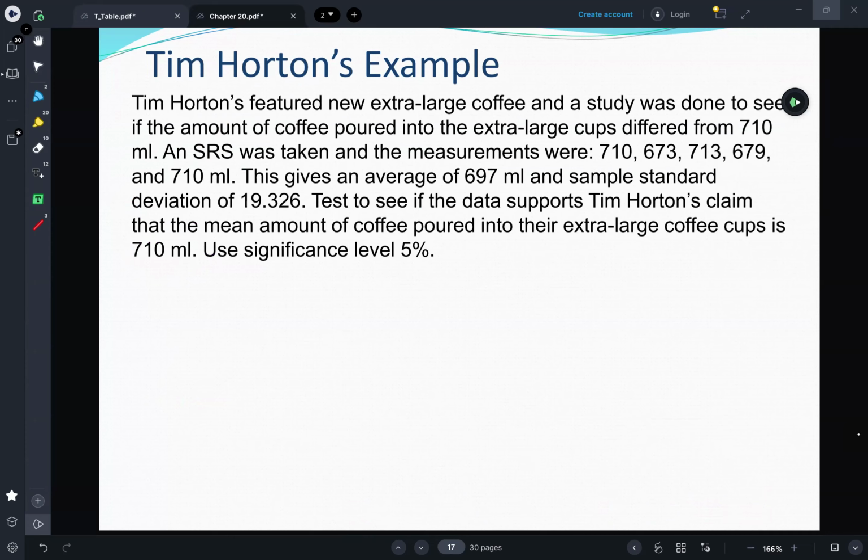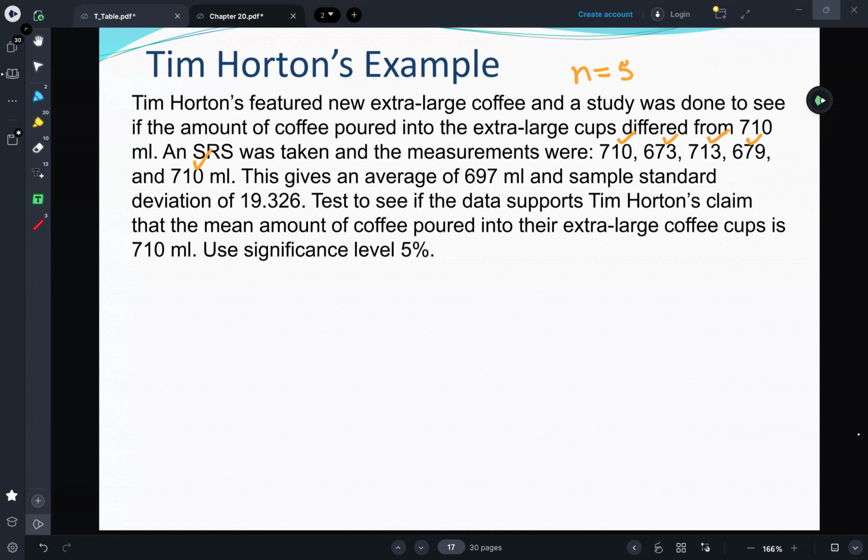They have these new extra large coffees, and a study was done to see if the amount of coffee poured into the extra large cups differed from 710 mL. That's what it's advertised for. Of course, not everybody would pour exactly the same, there's variability, but it should be close, right? The cup should hold roughly what they're advertising and selling it at. So an SRS, simple random sample, was taken, and they measured 1, 2, 3, 4, 5 cups. So our N equals 5 here.